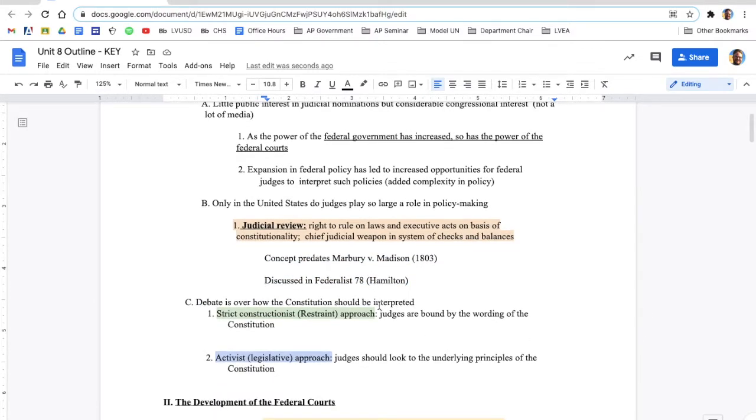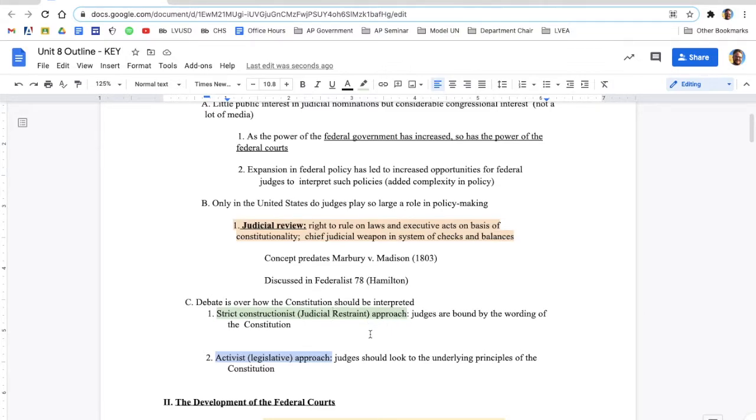So how do you interpret the Constitution? So there's two approaches that we look at for our course and for our scope. The strict constructionist, someone who practices judicial restraint, they are going to go based on the original intent of the Founding Fathers. And it's really a lot about the wording. There may not be a whole lot of interpretation needed because you go specifically based on the words that were written.